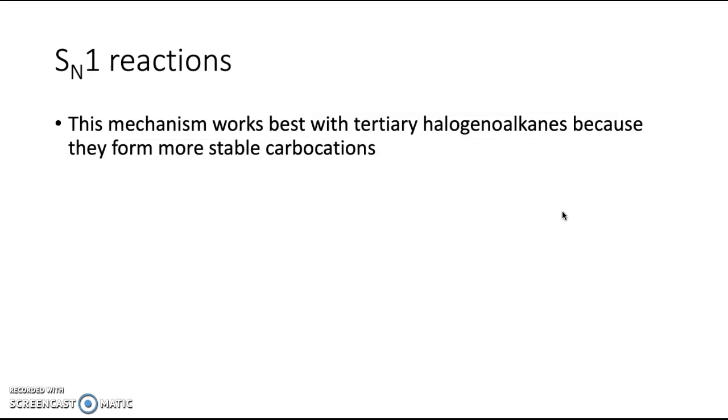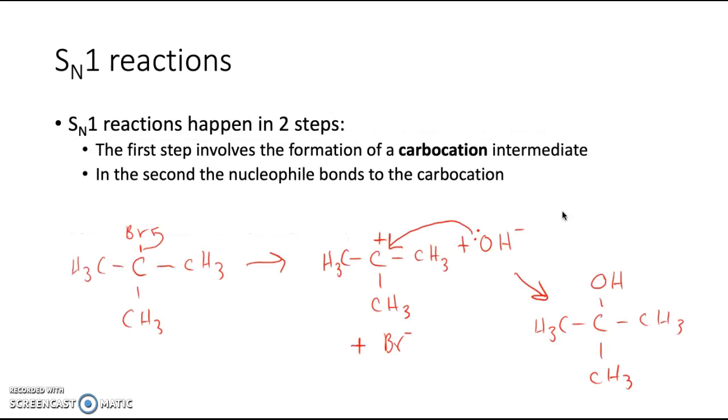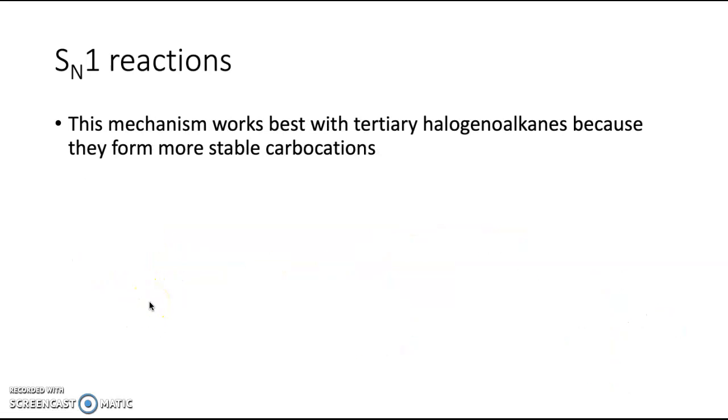Okay, now these types of mechanisms work mostly with tertiary halogenoalkanes. If you look here, what I started with is a tertiary halogenoalkane. So the halogen is bonded to this carbon right here, and then this carbon is bonded to 3 other carbons. That's what makes it tertiary, as opposed to primary, which was the first mechanism we looked at, the SN2.